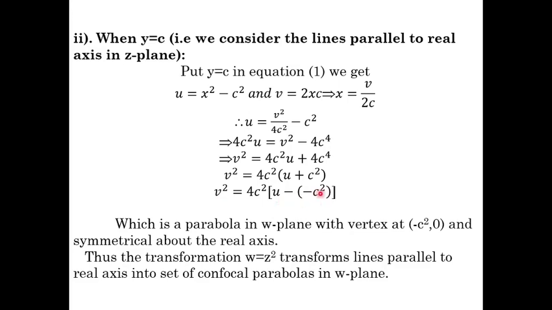And which axis is it symmetrical about? It is symmetrical about the real axis, because here the even power is for the v axis. Therefore it is symmetrical about the u axis, and moving towards the positive side, because the coefficient 4c² is positive. Thus the transformation w = z² transforms lines parallel to the real axis into a set of confocal parabolas in the w plane.